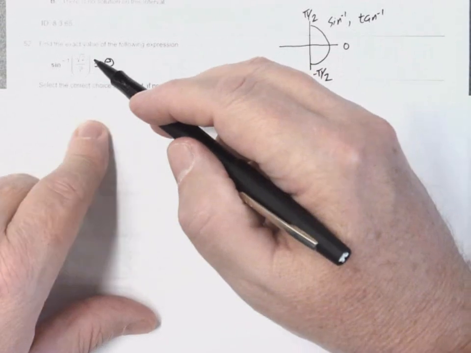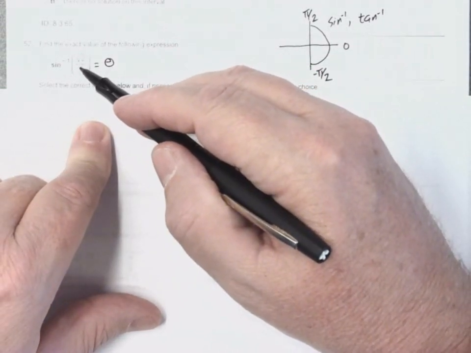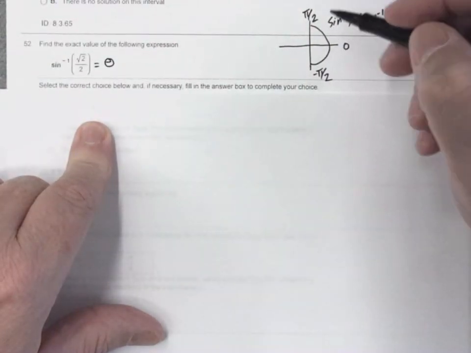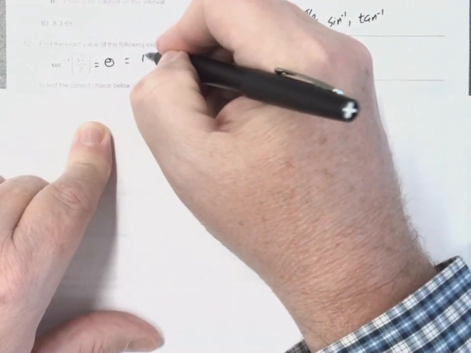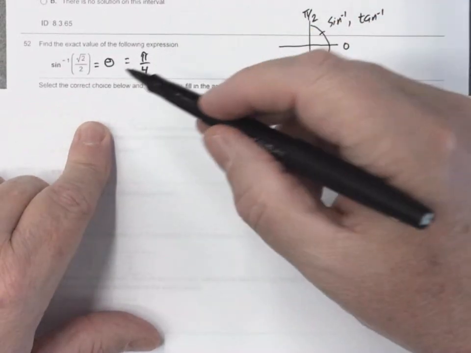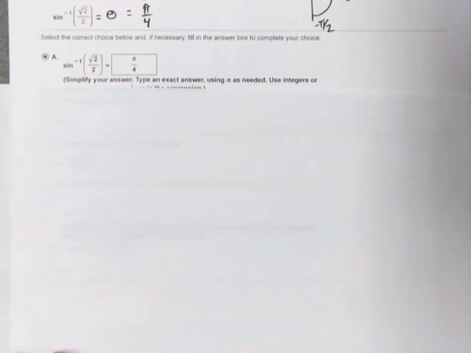So now, we still ask the same question. What's the angle where the sine is square root of 2 over 2? But I have to look only in here. And of course, here at pi over 4, the sine of pi over 4 is square root of 2 over 2. And that should be the correct answer.